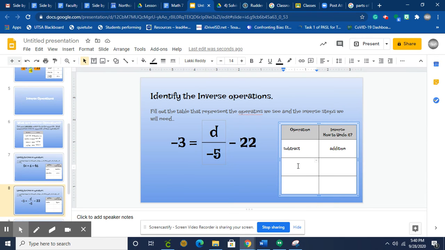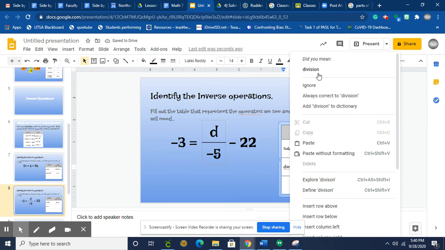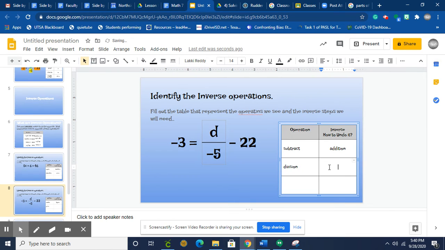Okay. The last one is to see this letter D over negative 5. And we know that if we see something in fraction form, we really have to think about what operation is occurring there. Anytime we see anything in a fractional form, the operation that it represents is actually going to be division. So I want to undo division, right? And how do I undo it? That's going to be multiplying.